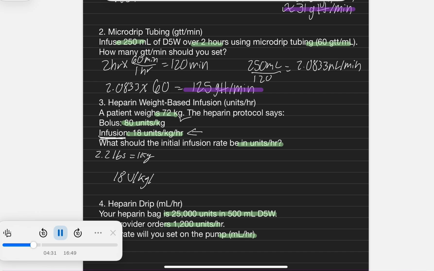Because remember, it's asking for the infusion rate, so don't get thrown off by the bolus. We're just focusing on the infusion here. So doing that, 18 times that 72 is going to give us 1,296. And that will be the final answer for this problem.